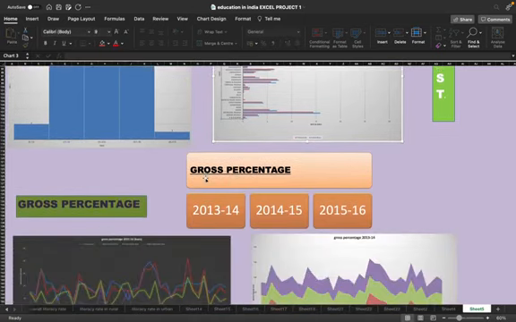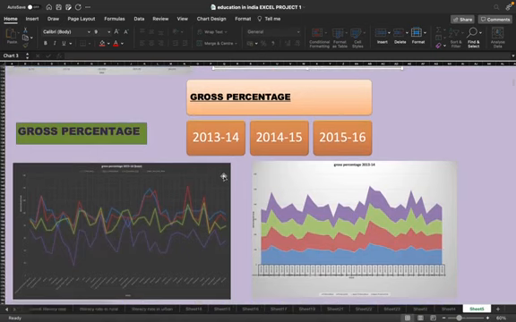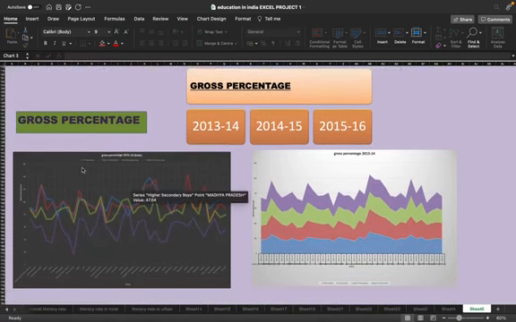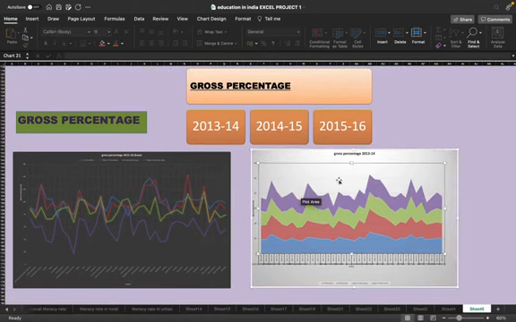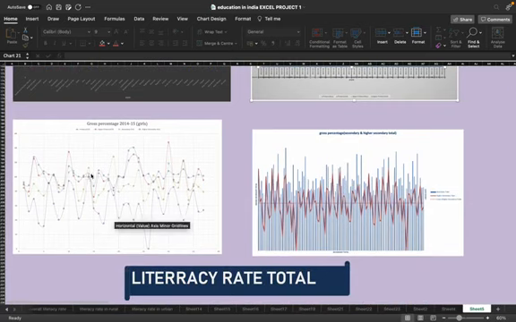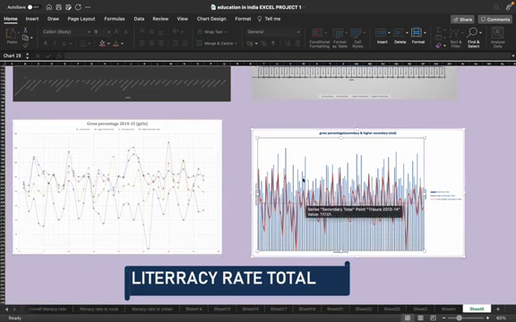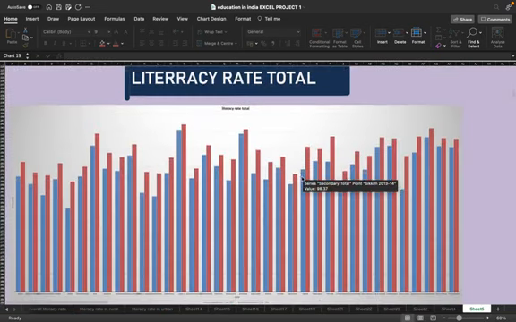Next, the pivot chart for gross percentage between 2013 to 2016. This is for 2015 to 2016. Gross percentage for 2013 and 2014, 14 and 15, and overall gross percentage for secondary and higher secondary total. And finally, the literacy rate for total.